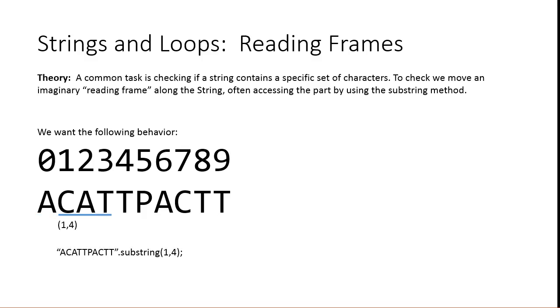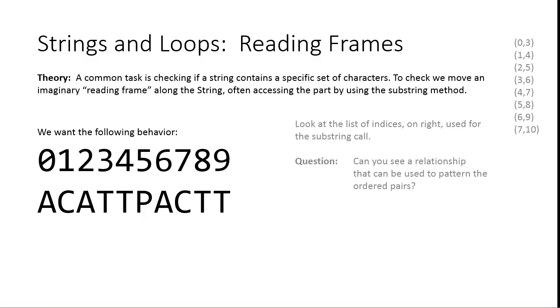Pass 1, 4 to substring. 2, 5. Remember that substring is inclusive, exclusive. So 2, 5 means that I'm going to include index 2, 3, 4, but I won't include index 5. Remember, a nice thing to keep in mind with substring is that if you take the second argument minus the first argument, you'll get the length of the generated string. And so we move across like this. Now this is where I want to stop, and so I terminate my loop. So look at the list of indices on the right here.